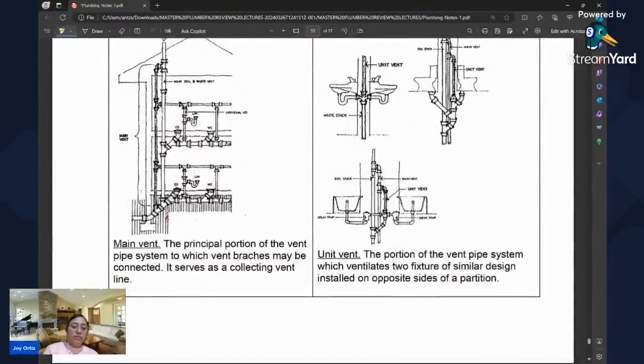We have also the main vent. This is another main vent design. It's a principal portion of the vent pipe system to which vent branches may be connected. It serves as a connecting vent. This is the main vent, and this one too. So this is also a main vent.